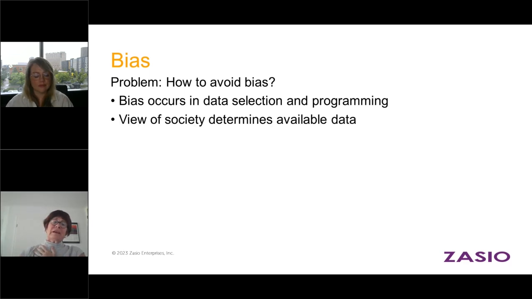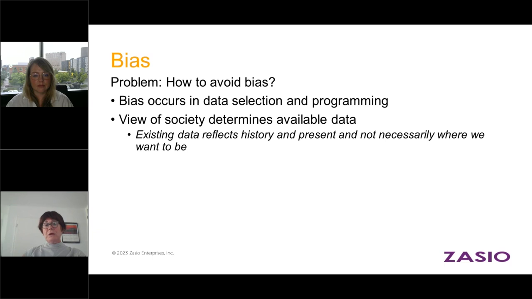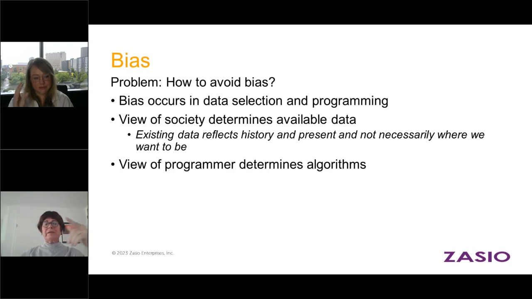Bias occurs in data selection as well as in the programming, and also the view of the society determines the available data. So the existing data, always keep that in mind, always reflects where we are now and not necessarily where we as a society want to be. And I'll show you some examples later. The view of the programmer determines the algorithms. What kind of weights do I put onto the data, and so on.